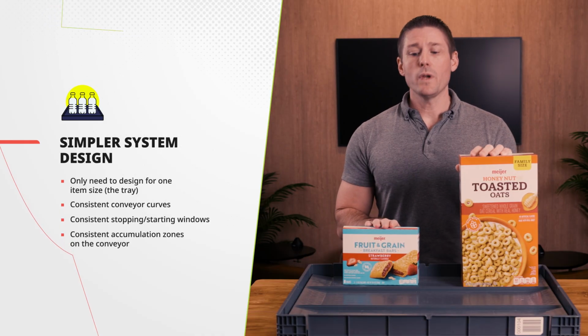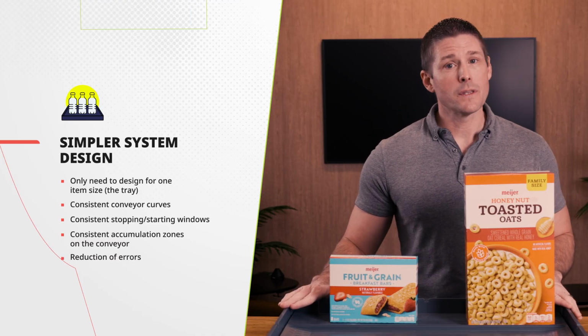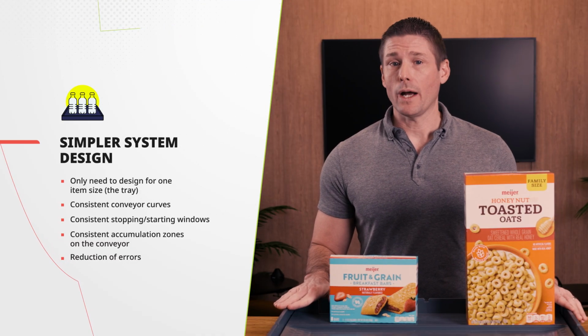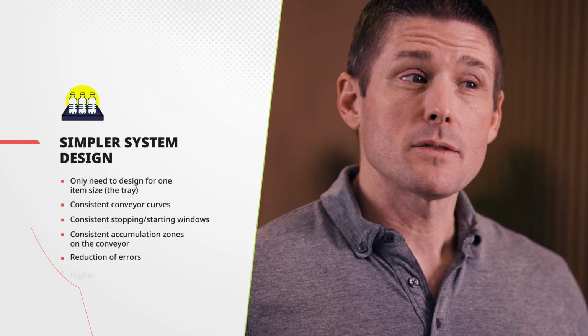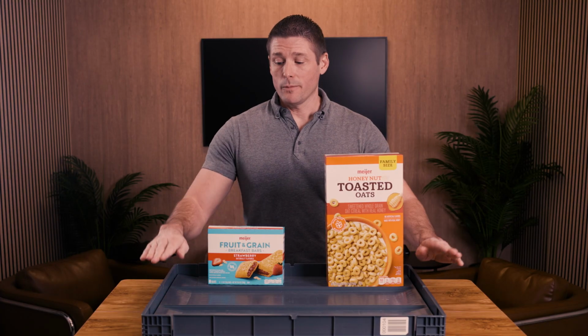So effectively, when we design for just the tray size, that allows us to reduce errors within the system, be much more consistent in how we move items throughout the system, as well as it even creates much higher performance because we can move at much faster rates on the conveyor. So all in all, a tray allows us much simpler system design.